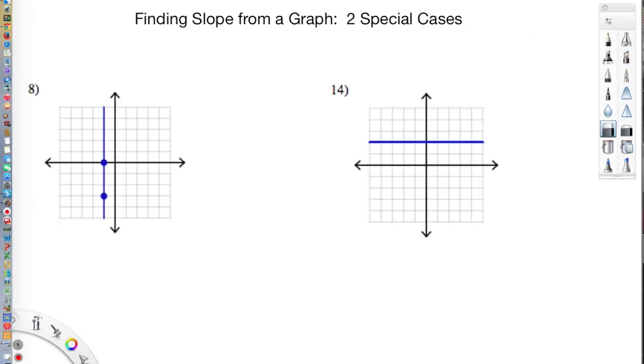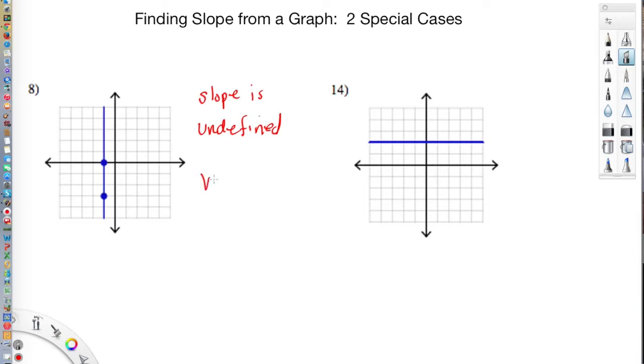The last 2 problems are examples. Let's take a look at 8 and 14. These are 2 very special cases, and you just need to be able to identify when you have a vertical line. Okay, if you try to find the slope, whether you use your 2-point slope formula or you try to create stairs, it's just not happening. Okay, and what we would say is the slope. Okay, the slope is undefined.